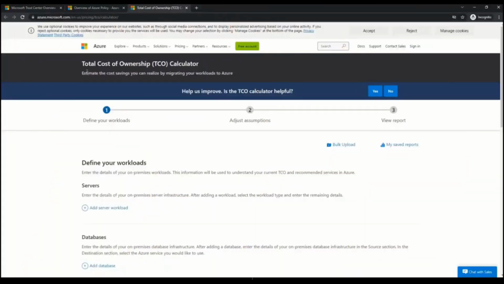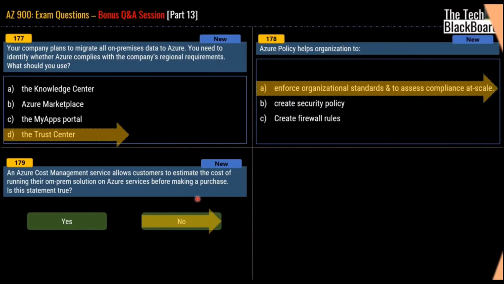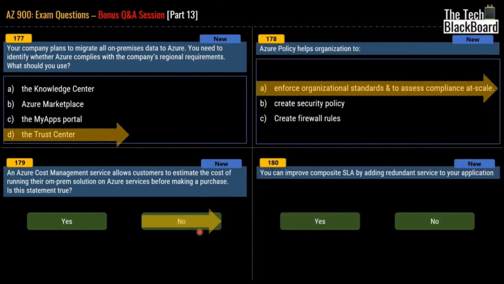So this is the page where you can read more on the Total Cost of Ownership Calculator. And if you read the very first line, it says: estimate cost savings you can realize by migrating your workloads to Azure. So the Total Cost of Ownership Calculator gives you an ability to estimate the cost which you have to incur when you move your solution to the Azure cloud. And that's why no is the suitable answer. Moving on with question number 180.